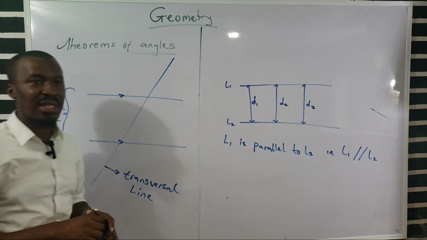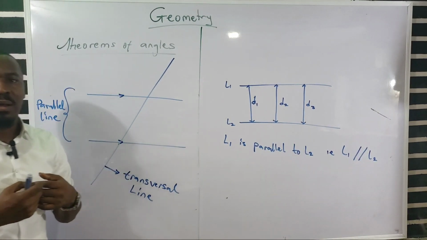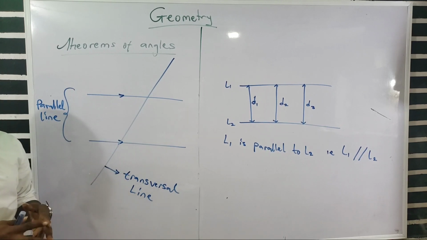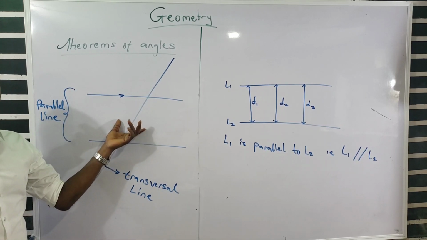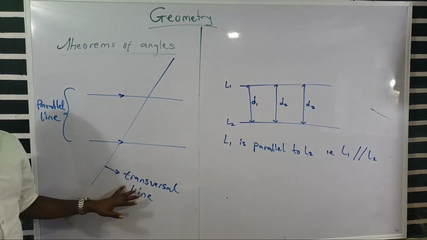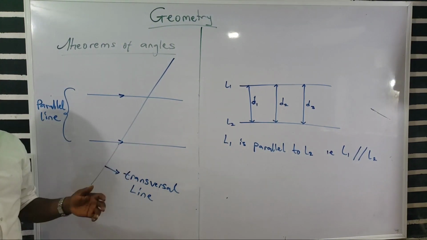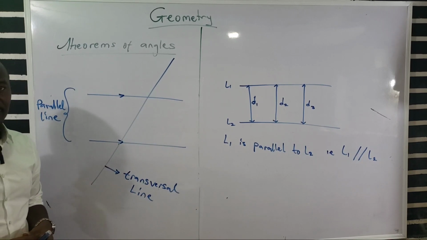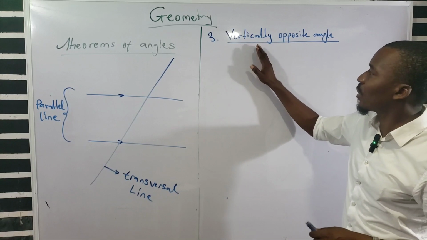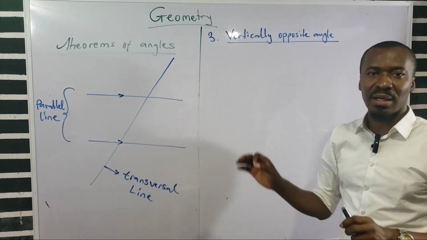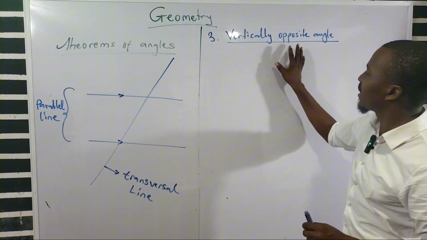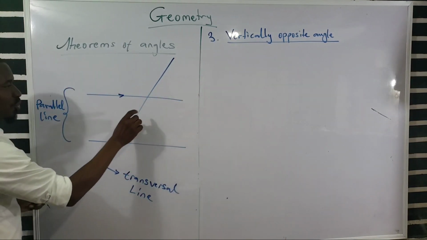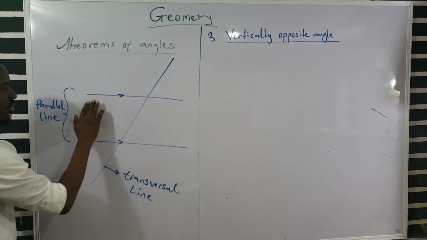Why I'm explaining this is because we are going to get this next theory of angle from this parallel line that has been cut by a what? A transversal line. Okay, so let us look at the next theory of angle that we have. So what do we call vertically opposite angles? Okay, but before we talk about this vertically opposite angle, let's indicate the angles that have been produced when this transversal line cuts the parallel lines.